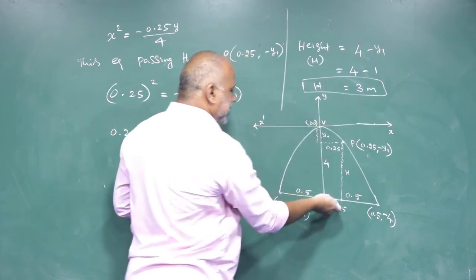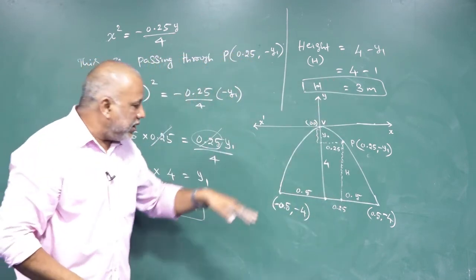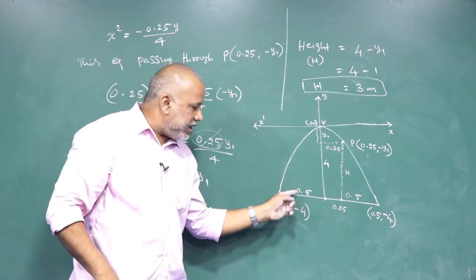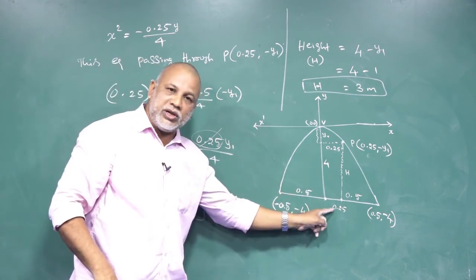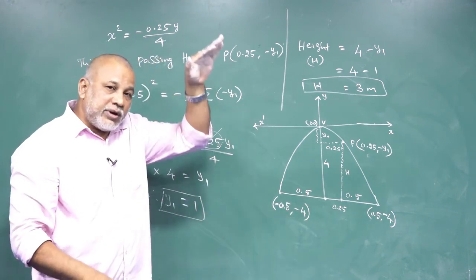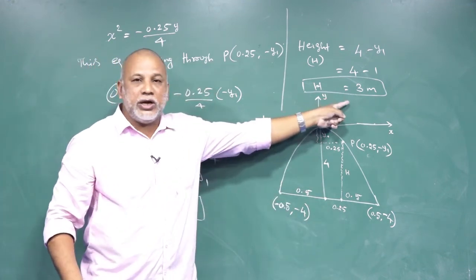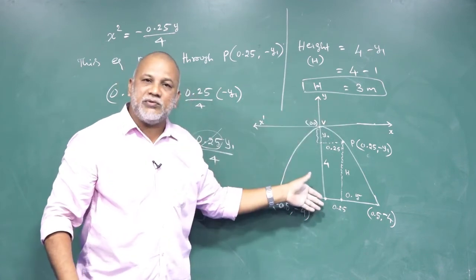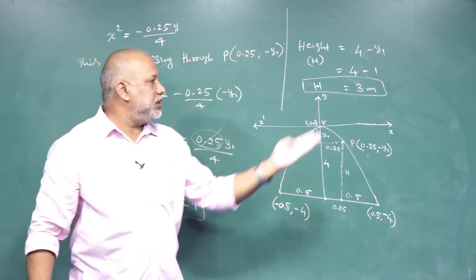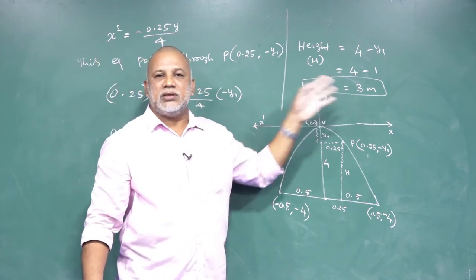This is the height of the water from a distance 0.75 from the origin. See here 0.5, see here 2.5. So entirely 0.7. I already explained. From the maximum height, it should be reduced. See, the maximum height of the water is 4. When we are reaching this place, it will be reduced. How much? 3 meter. This is the concept.